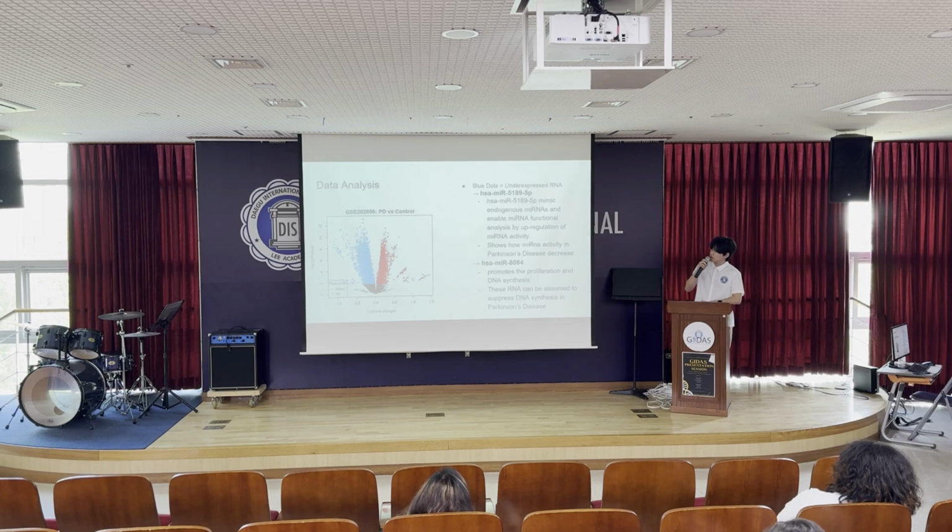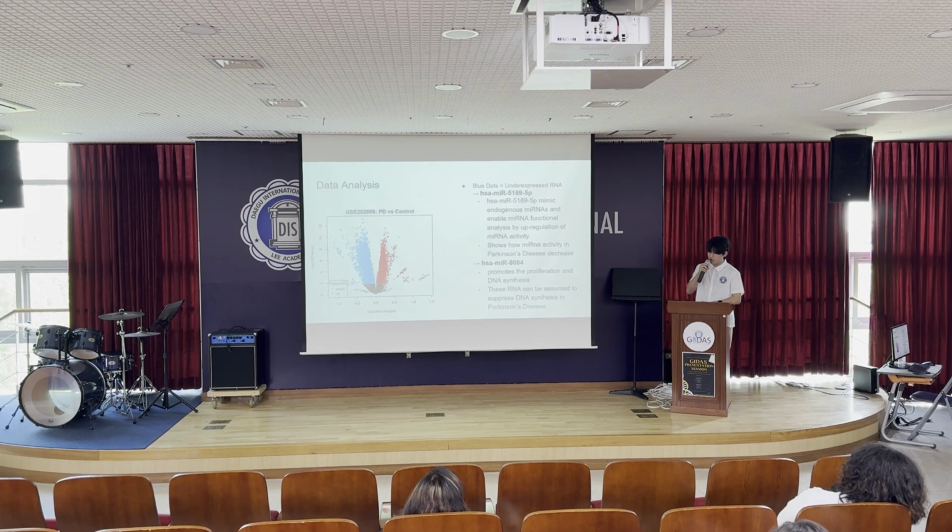This is one of the data sets I used for my experiment. As you can see on the image on the right, this represents a volcano plot. The cases represented in blue are the underexpressed RNA, whereas the red dots are the overexpressed RNA. The higher the cases are plotted on the graph, the more significant they are. One example of a significant underexpressed RNA was HSA-MIR-5189-5P.